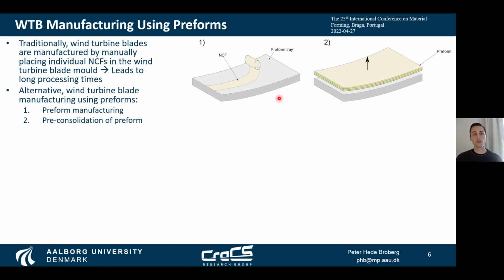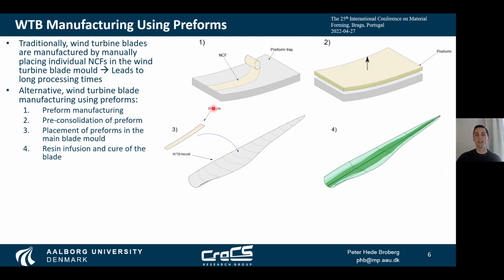When we use preforms to manufacture wind turbine blades, the manufacturing is divided into several steps. The first step is to manufacture the preform in a separate preform tray. Then this preform is pre-consolidated, and after that it is placed into the main wind turbine blade mold. And finally, the whole wind turbine blade is infused with resin and then demolded. By separating this process of manufacturing the preform and placing it into the wind turbine blade, we can increase the degree of automatization in the wind turbine blade process and thereby reduce the processing times.